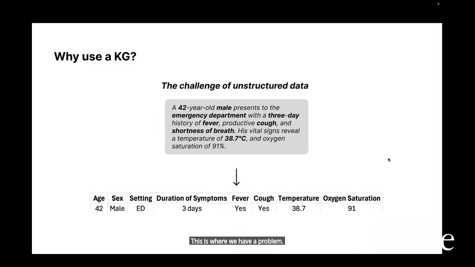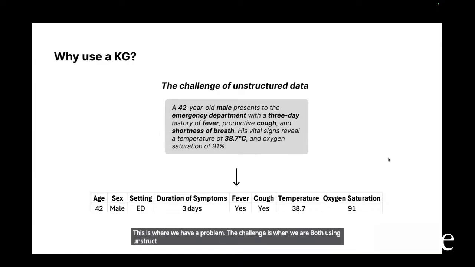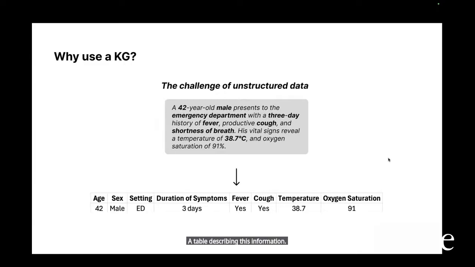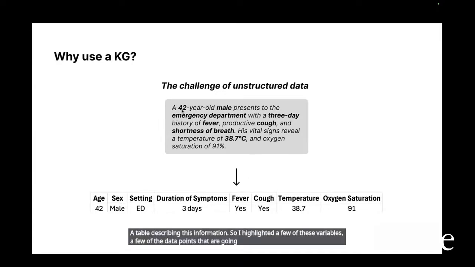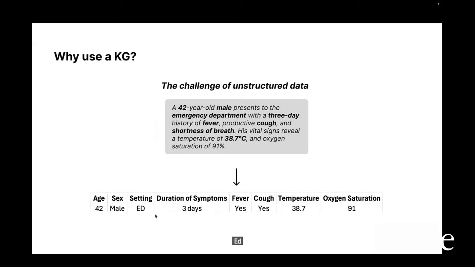The challenge is when we are using unstructured data, or I want to say not only unstructured data, but also when the machine is trying to interpret the data. So imagine if we had a description of a case report for a patient, instead of actually having a table describing this information. So I highlighted a few of these variables, a few of the data points that are going to the table here. So 42 is the age, male is the sex, ED is the setting, et cetera, but you can see how a lot of the concepts or the words are not highlighted.